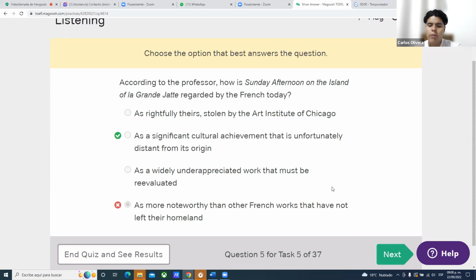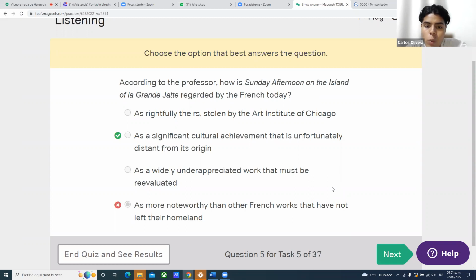The option about being more noteworthy than other French works that have not left their homeland is wrong, because nothing is mentioned about a comparison. Notice the professor never compares, for example, the paintings that are still in France with this one that is actually in America. He never compares the quality of the paintings. The only thing he comments on is that this painting, which should be in France because it's a French painting, is actually in America. And the French, of course, are sad and lamenting that situation because they would like it to be in France. But nothing is mentioned about the quality of these paintings when compared to each other.